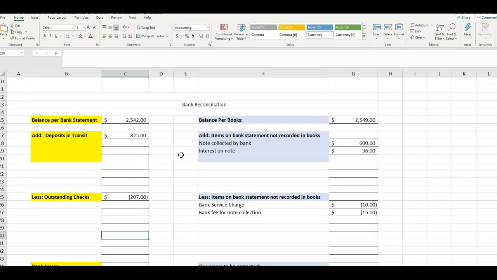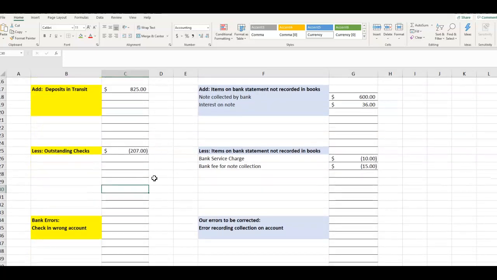Then, with all that done, you just look for errors. Is there an error somewhere? Did the bank record a check wrong? It happens. Or did we record something wrong? And it's easy to see. You've got the bank statement, and they say a check cleared for $710, and you've got it recorded for $701, so you've got a $9 difference.